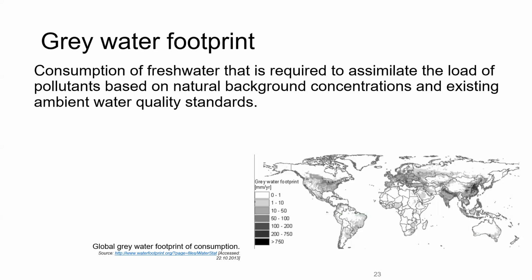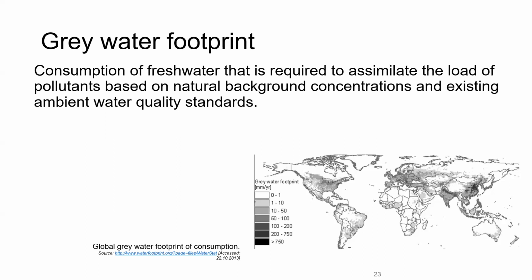The gray water is the consumption of fresh water that is required to assimilate the load of pollutant, based on the natural background concentration and existing ambient water quality standards. If we are recycling back to the process somewhere, that means we are reducing the footprint. When we are reducing the footprint, that means gray water is going to reduce.